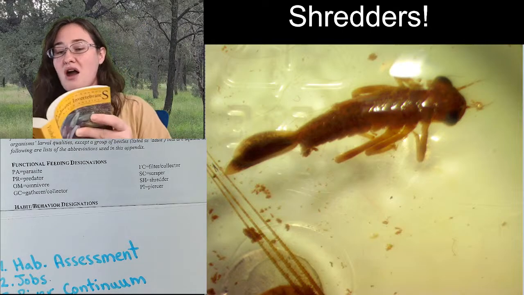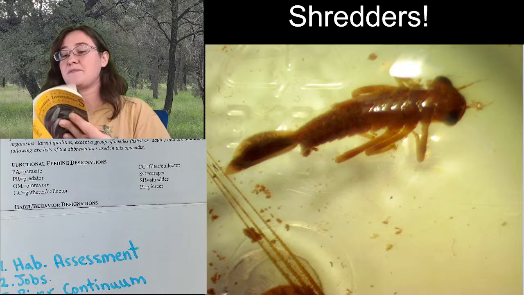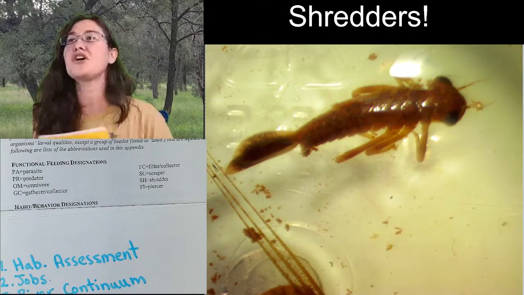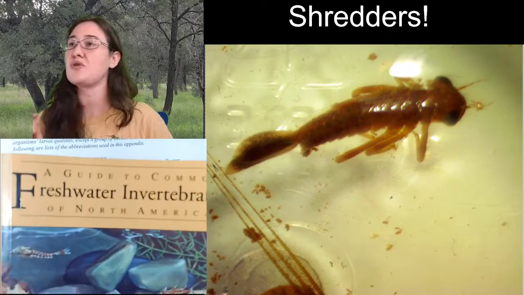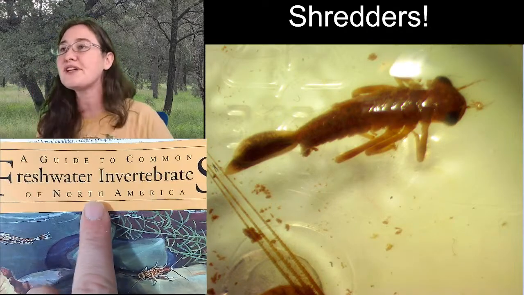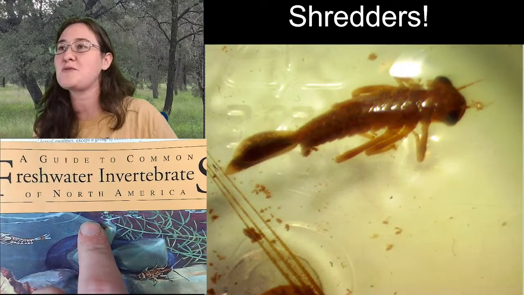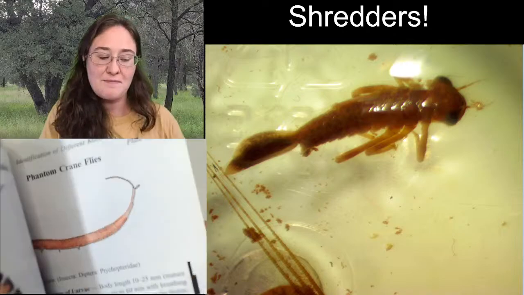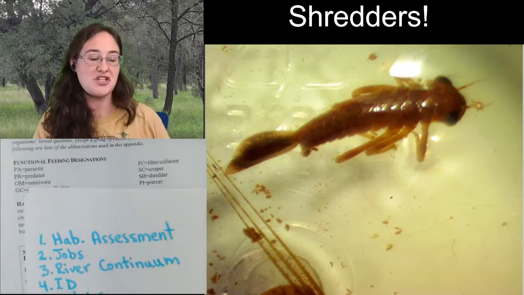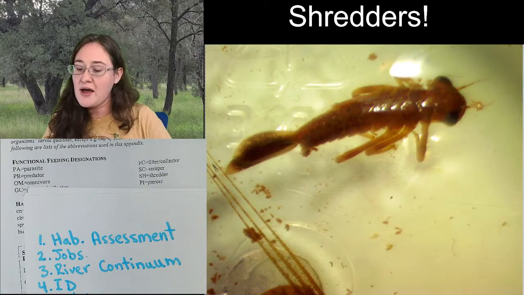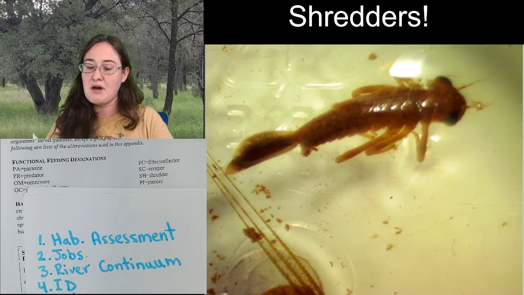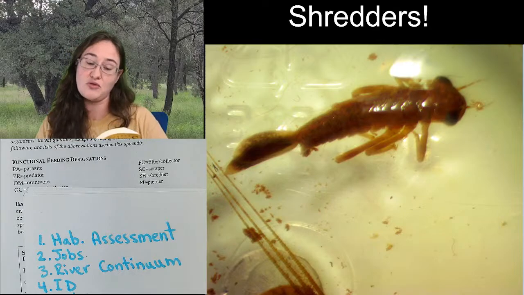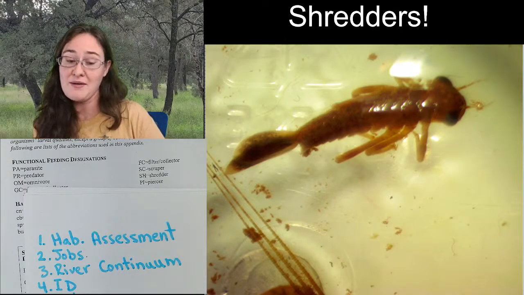If you're looking for a good color picture guide to aquatic invertebrates, I really like this book, Freshwater Invertebrates of North America, because it has basic color images of pretty much everything you're going to find. And it's built for the average person, so you should be able to pick it up and read it, understand it, and use it right away.